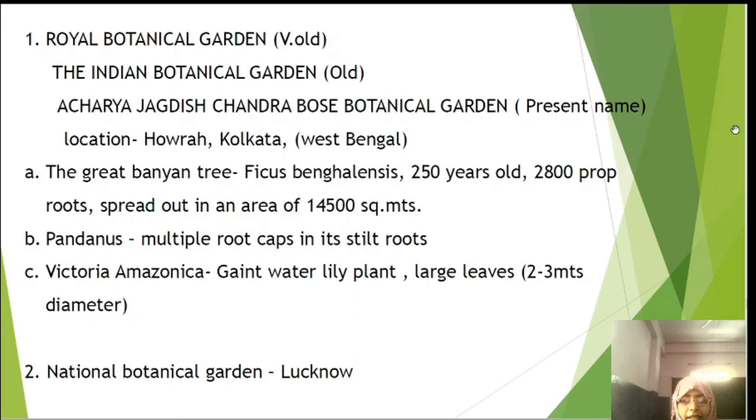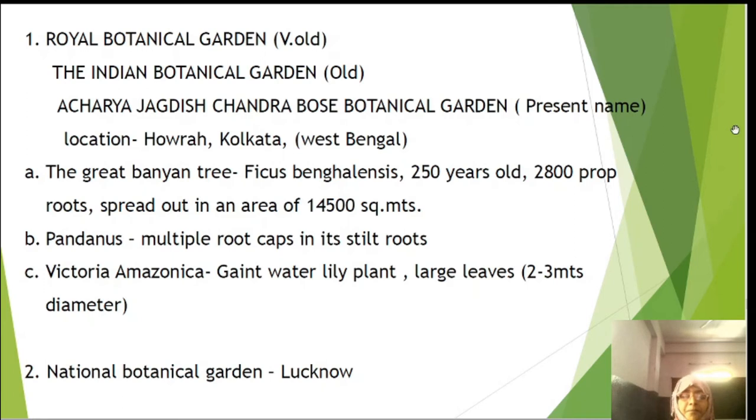The botanical name of the banyan tree is Ficus bengalensis. Why is the great banyan tree so famous? You can see a banyan tree anywhere. What is great is that it is 250 years old. Can you imagine? A 250-year-old banyan tree, and 2800 prop roots have evolved from this banyan tree.